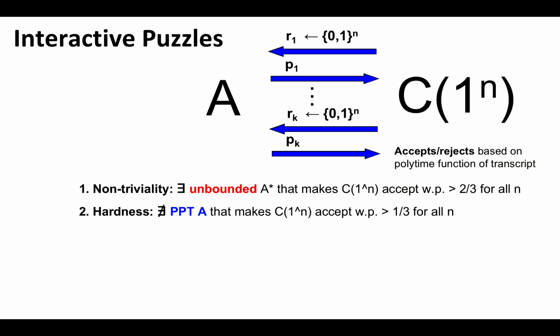Okay, so I'm taking this notion, this kind of games from before, and I'm generalizing it to many rounds of interaction, and we're just generalizing non-triviality and hardness in a natural way. Non-triviality just says there exists some way for an unbounded guy to win. It's just that in polynomial time you cannot do it. So that's what I'm going to call an interactive puzzle. Any questions?